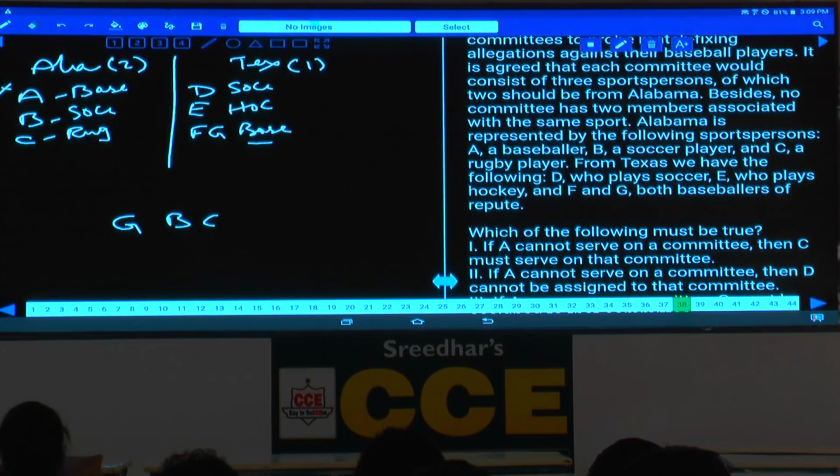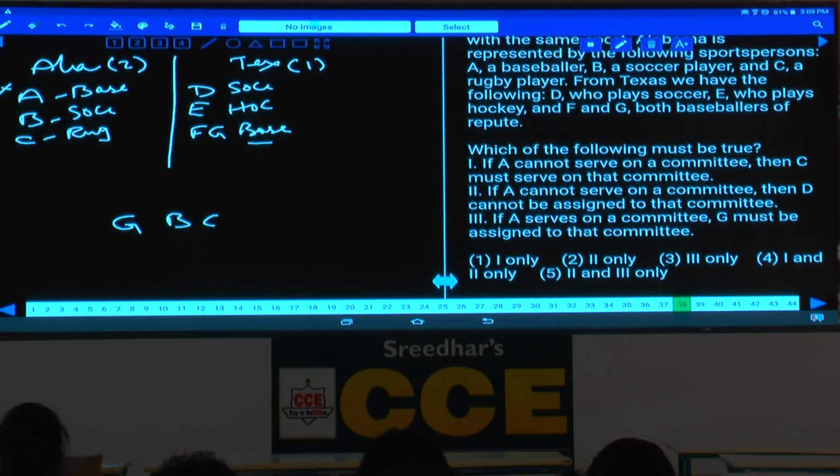Then question number 38: which of the following must be true? If A cannot serve on a committee, then C must serve on that committee. True or false? Why is it true? If A is not there, then B and C will be there. As B and C will be there, D cannot be there, isn't it? C must serve on that committee because A is not there, and the 2 persons from Alabama are B and C. Hence C must be there.